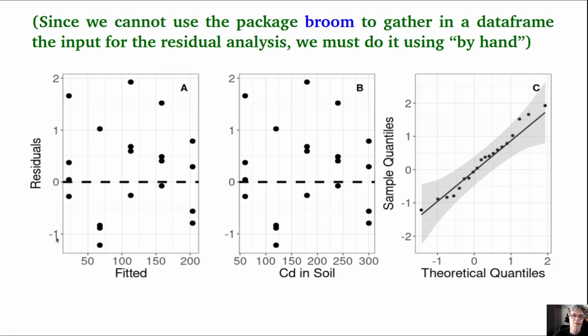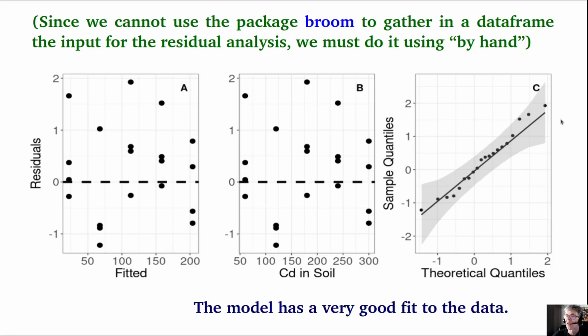We see a random scatter of points when plotting the residuals against the fitted values, a random scatter of points when plotted against the explanatory variables, and we see that the mean of the residuals roughly have a normal distribution, suggesting that the model had a very good fit to the data.